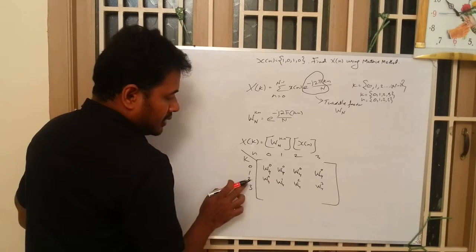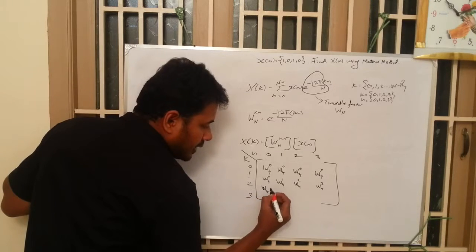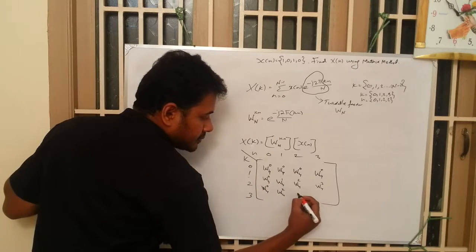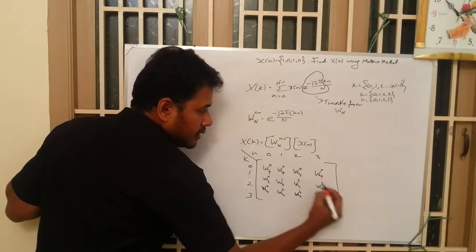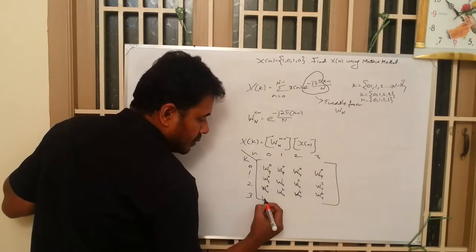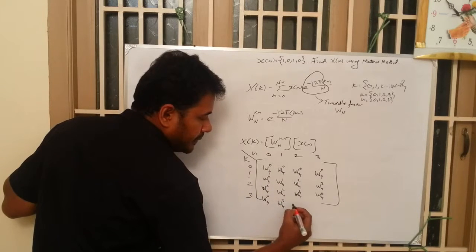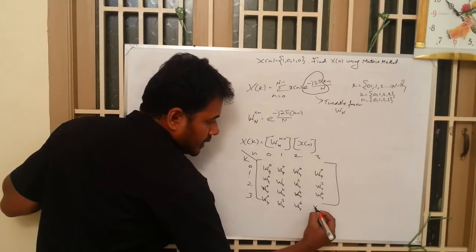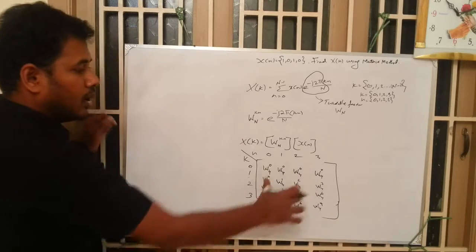Next, for the third row, W base 4 power 2 into 0, that is 0. Next, 2 into 1, W base 4 power 2. Next, 2 into 2, W base 4 power 4. Next, W base 4 power 6. Next, the last row, W base 4 power 0, 3 into 1, W base 4 power 3, W base 4 power 3 into 2, W base 4 power 6, W base 4 power 9. So we have found all the elements.